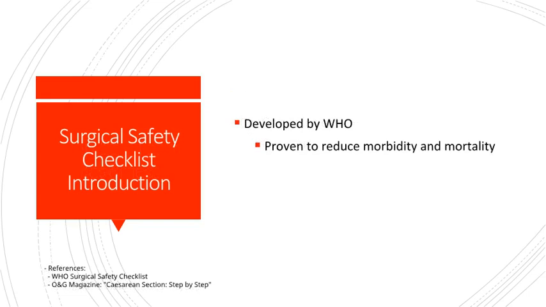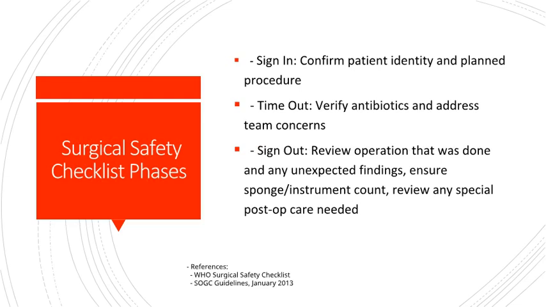The surgical safety checklist, developed and endorsed by the World Health Organization, is essential for improving patient safety. Studies have shown that its use significantly reduces surgical errors, morbidity, and mortality. The surgical safety checklist consists of 3 phases: sign in to confirm patient identity and plan procedure, time out to verify antibiotics and address any concerns, and sign out to review the operation and ensure proper counts.